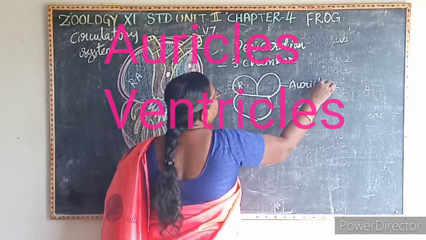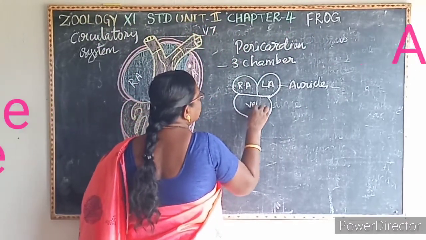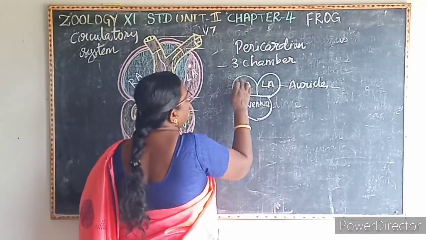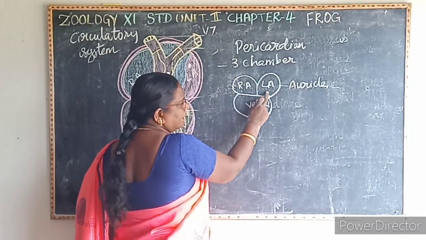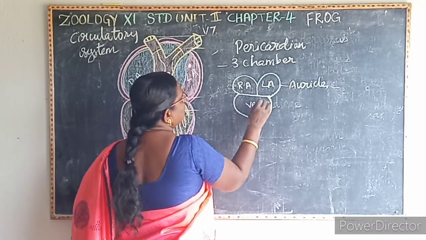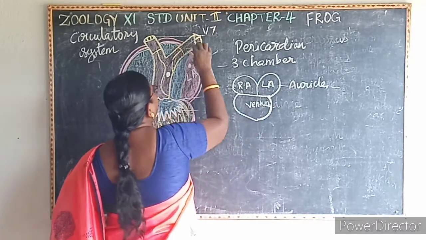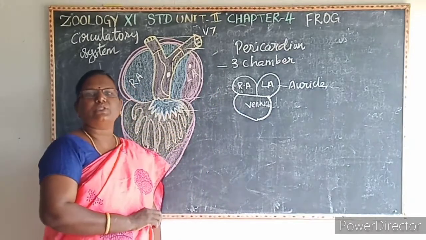The auricles are divided into right auricle and left auricle, and a single ventricle is present. So the heart is 3-chambered. The upper 2 chambers are the auricles, and the single lower chamber is the ventricle. The covering of the heart is known as the pericardium.